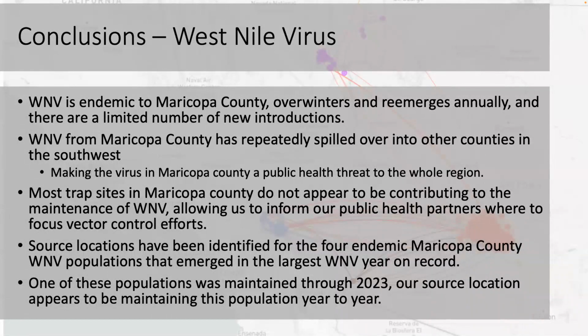And then we identified most traps in our endemic populations from 2021 are not contributing to the maintenance of West Nile virus. So this can help us better inform our public health partners of the source locations that we identified for those 4 endemic populations. And one of those populations was maintained through 2023, and our source location appears to be maintaining our population year to year.